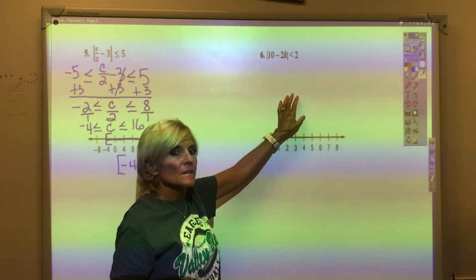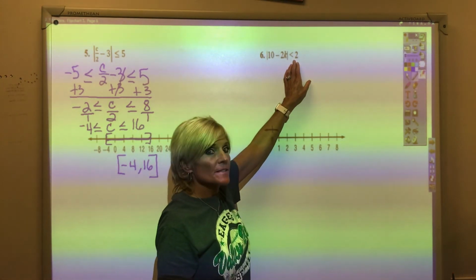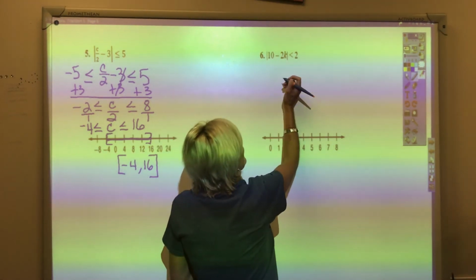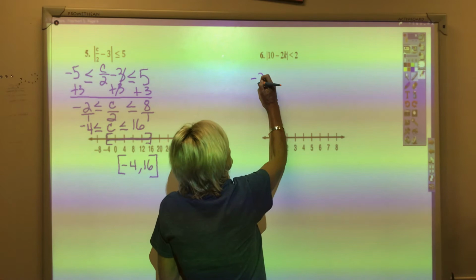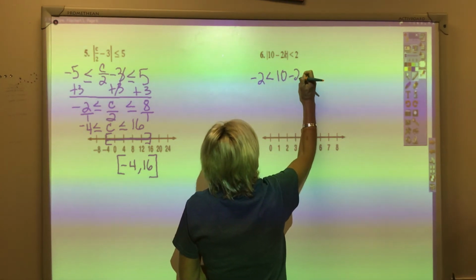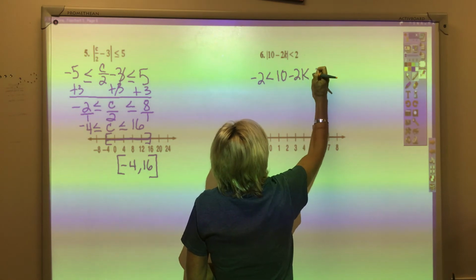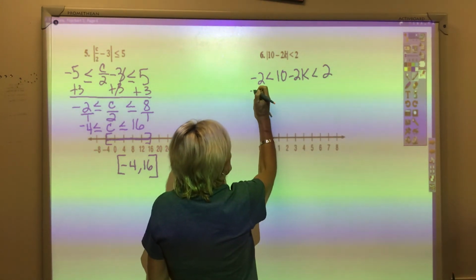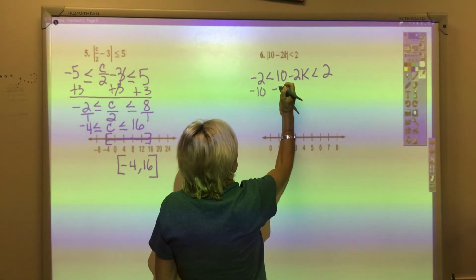On number 6, you can see that the inequality is facing left, so this is left, left, left. We'll have negative 2 is less than 10 minus 2k, which is less than 2. We're going to subtract 10 from all parts.